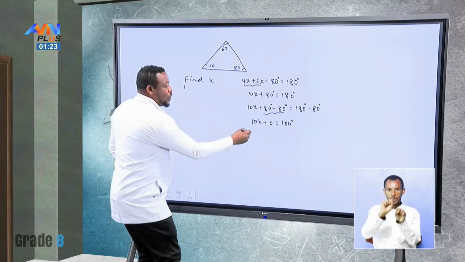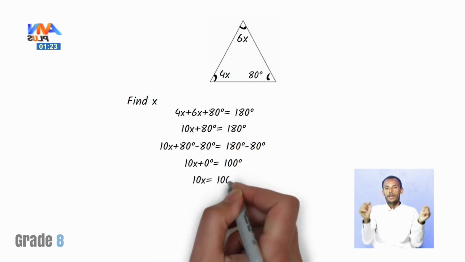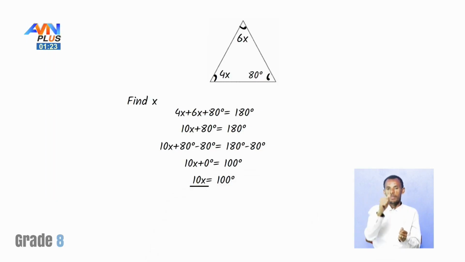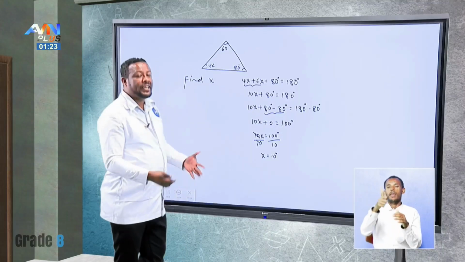So the last step will be dividing both sides by 10. Okay, whenever you divide both sides by 10, the value of x becomes 10 degrees. 100 divided by 10 is 10 degrees.